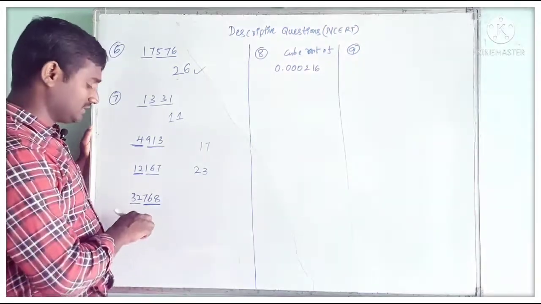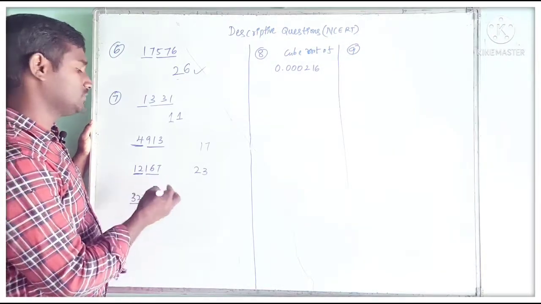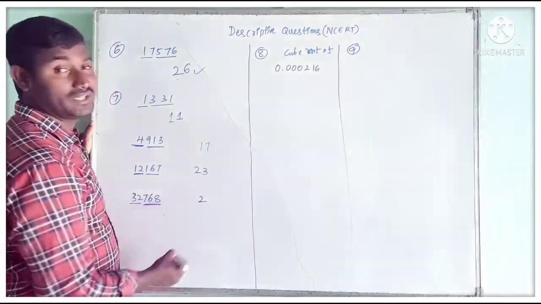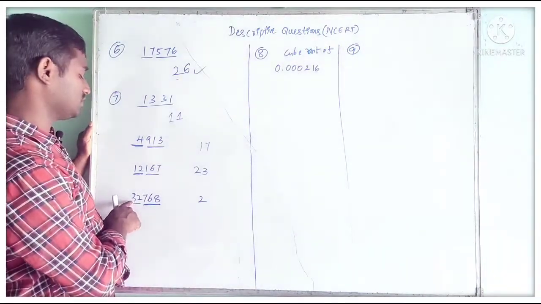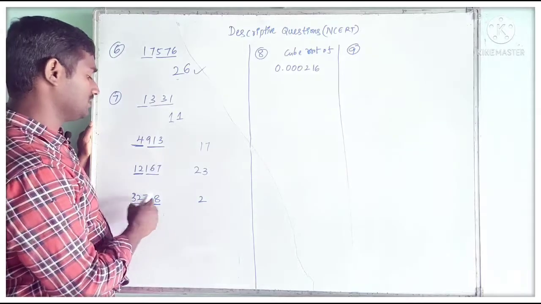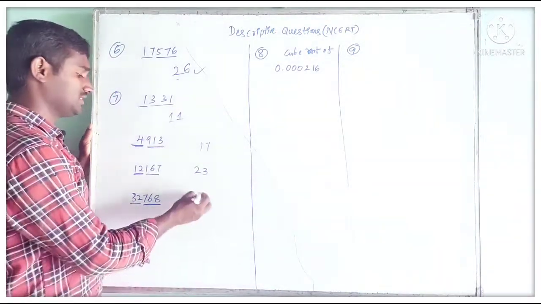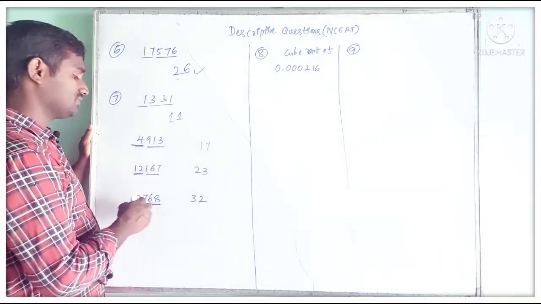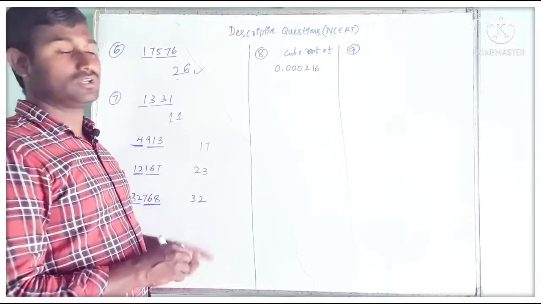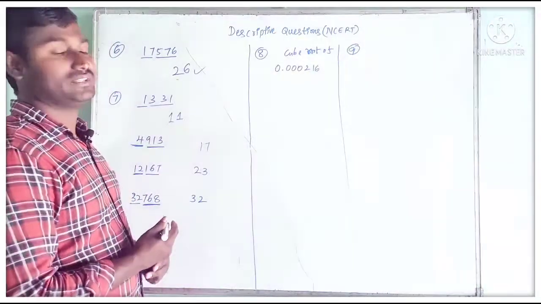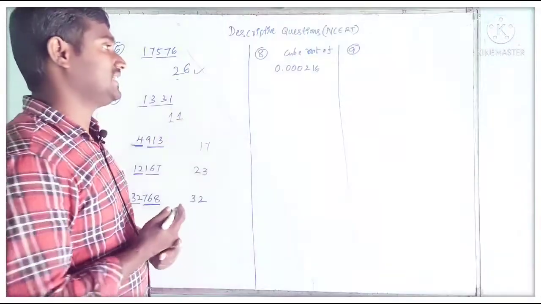Next number 32,768. So make the first these 3 digits as one group, remaining digits as one group. If the perfect cube ends with 8, its cube root ends with 2. So the nearest perfect cube of 32 is 27. Cube root of 27 is 3. So 3 and 2, it becomes 32. So cube root of 32,768 is 32. Okay, in this manner we are going to find the cube root of the given numbers. Now let us see the 8th question.